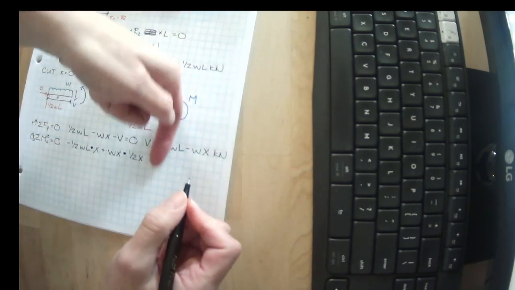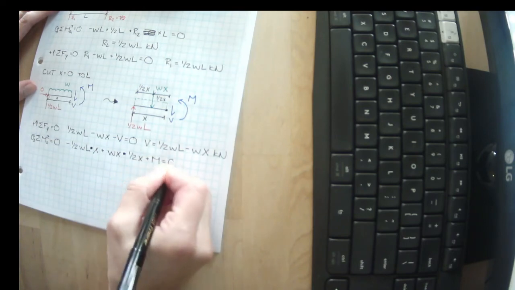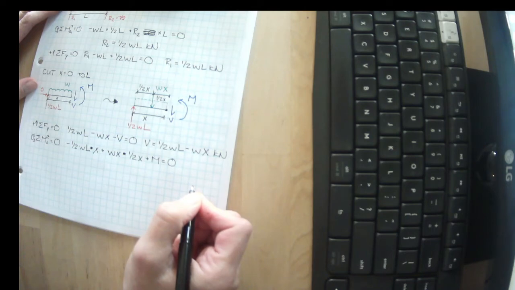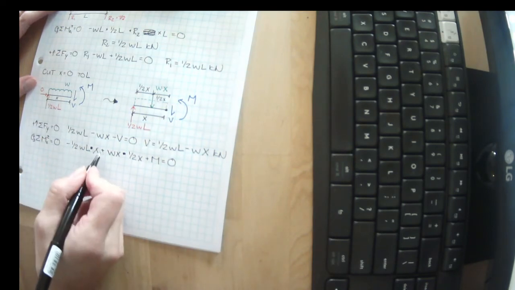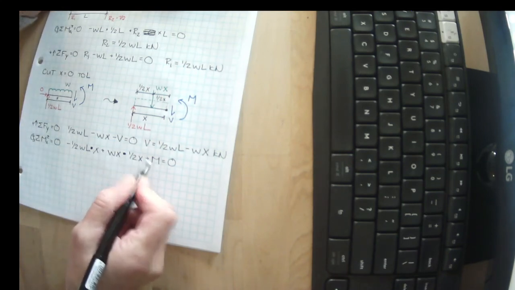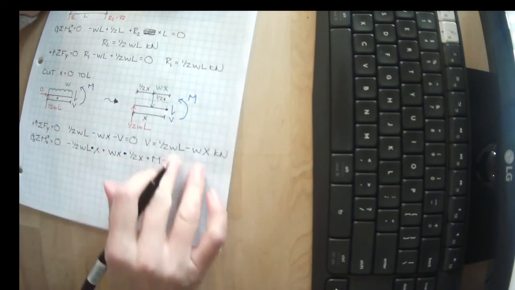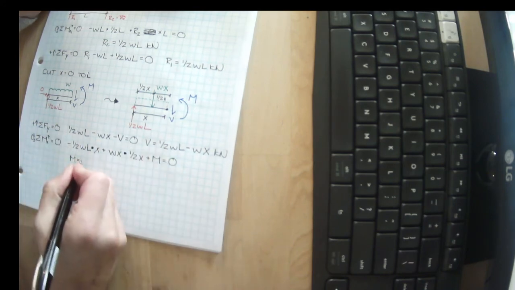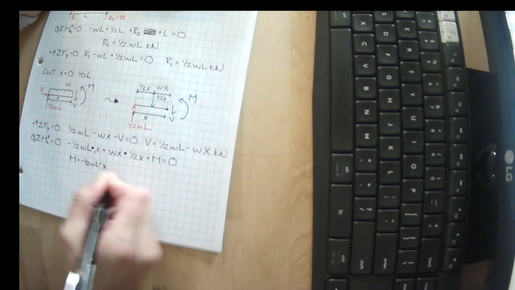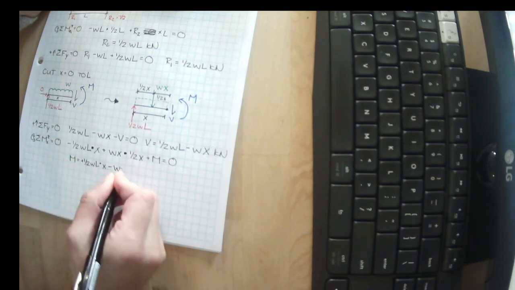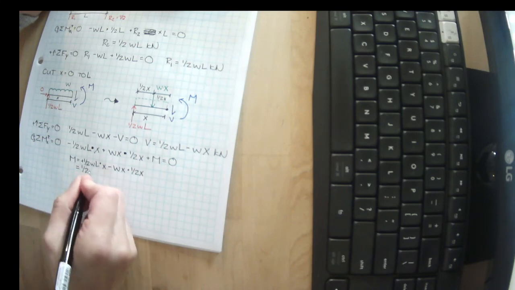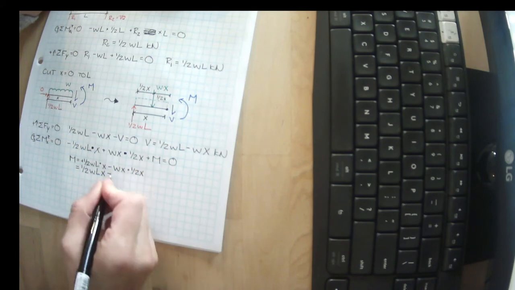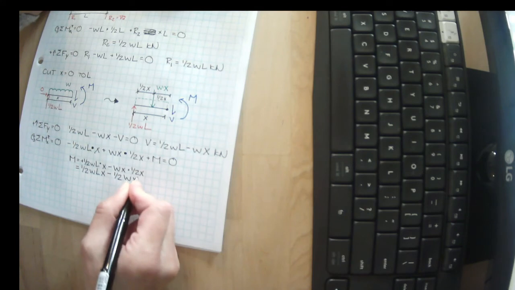V passes right through the point we're trying to spin about, and then we have a moment trying to spin it in the positive direction. Okay, so we've got minus 1/2 WL times x plus Wx times 1/2 x. Let's bring this over and this over. I'm just going to rewrite this. Minus 1/2 WL times x, plus Wx times 1/2 x. This is 1/2 WLx minus 1/2 Wx squared.